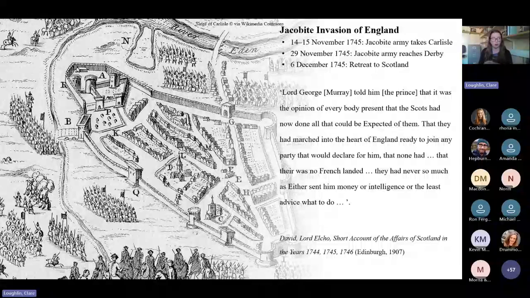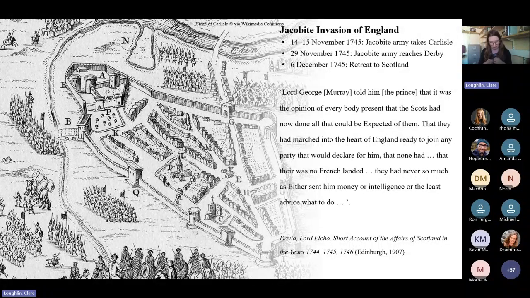So the quote that I've put on the slide there: Lord George told him, the prince, that it was the opinion of everybody present that the Scots had now done all that could be expected of them. They had marched into the heart of England, ready to join any party that would declare for him, that none had. That there was no French landed, they had never so much as either sent him money or intelligence or the least advice what to do.